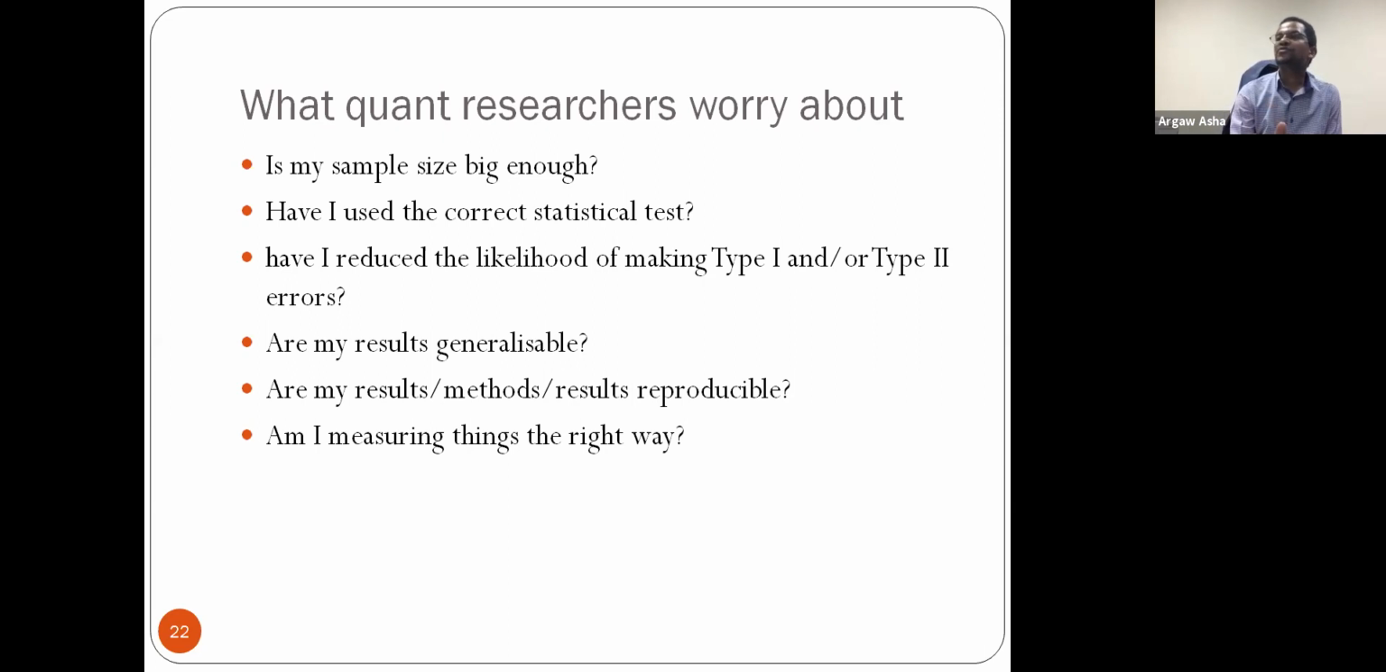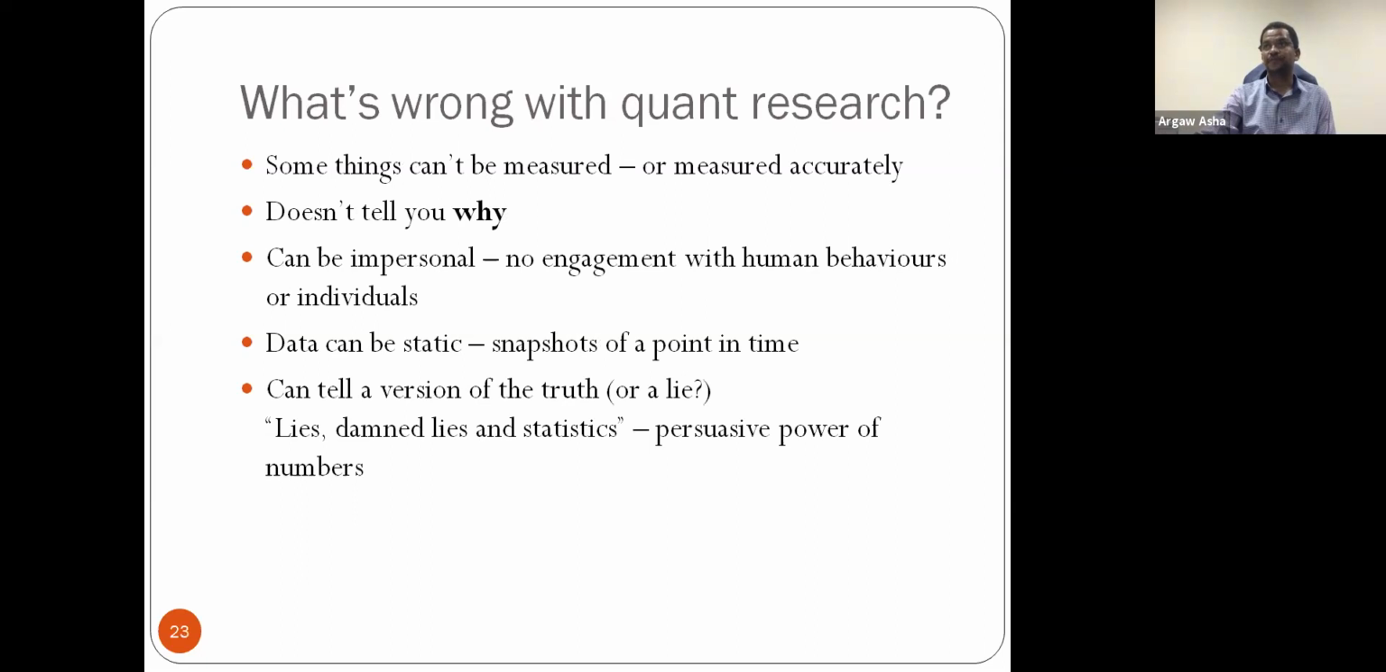Then, are you checking your type 1 or type 2 error? Type 2 error is when your data is correct and you are rejecting it. Type 1 error is when your data is wrong but you are accepting it. So you should check those cases. And are your method's results reproducible? Or am I measuring things the right way? So you should check those cases.